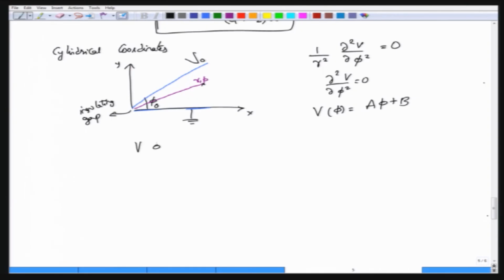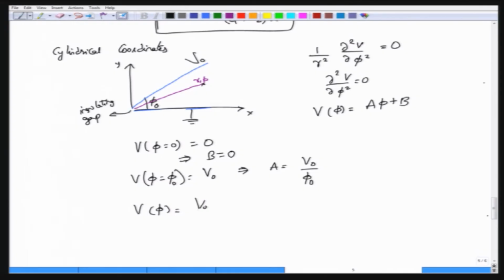If I apply the boundary condition at phi equal to 0, which is the horizontal plate, the potential is 0, which implies that B must be equal to 0, because if I put phi equal to 0, A phi will be 0 and the left hand side is also 0. On the angled plate, at phi equal to phi 0, the potential is equal to V 0. This implies that A must be equal to V 0 by phi 0, and the potential V of phi equals V 0 by phi 0 into phi.